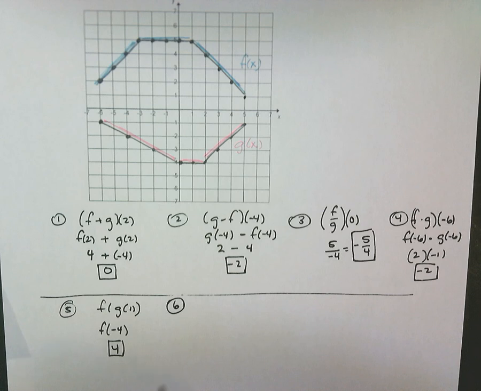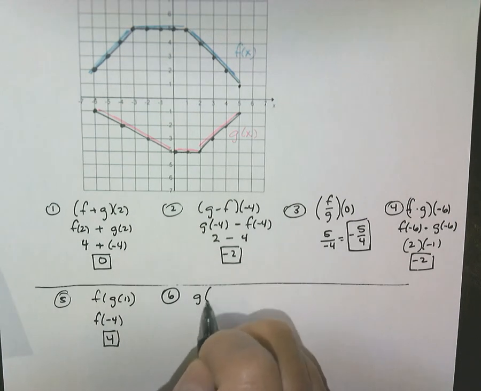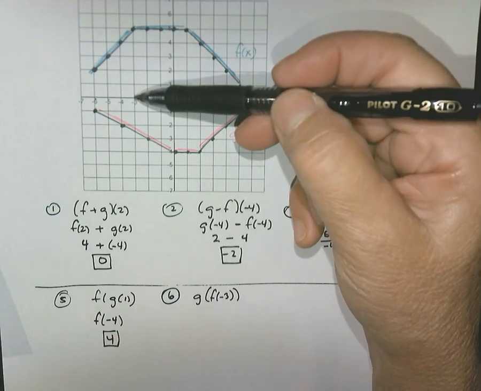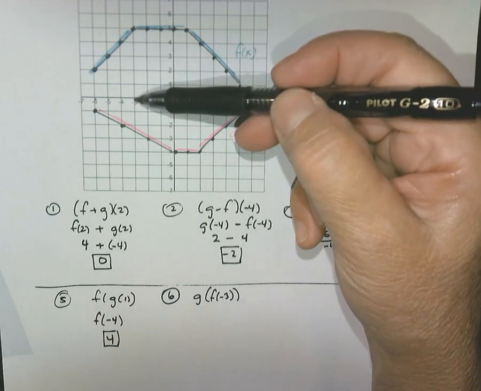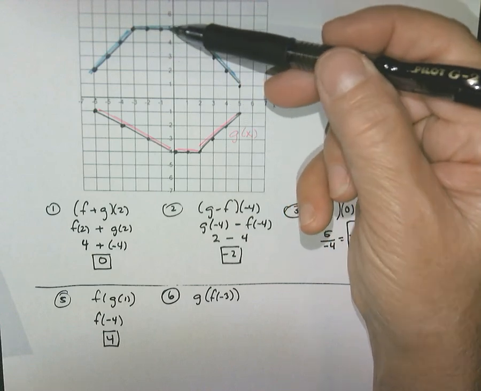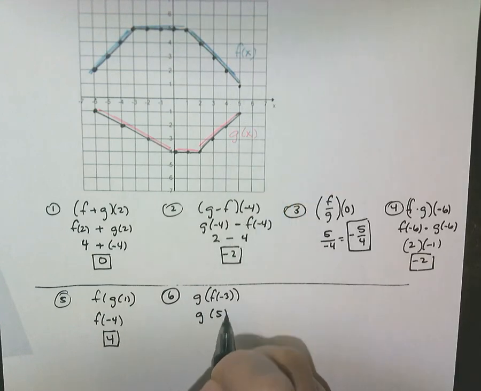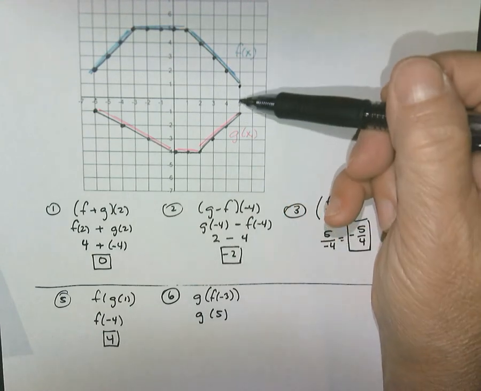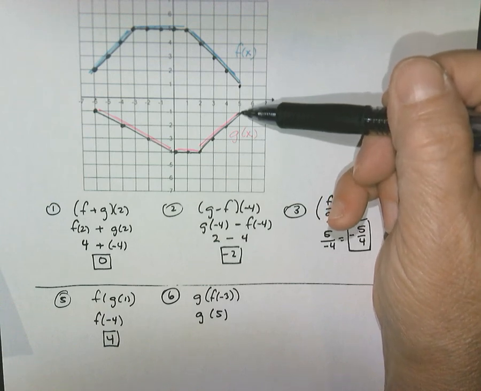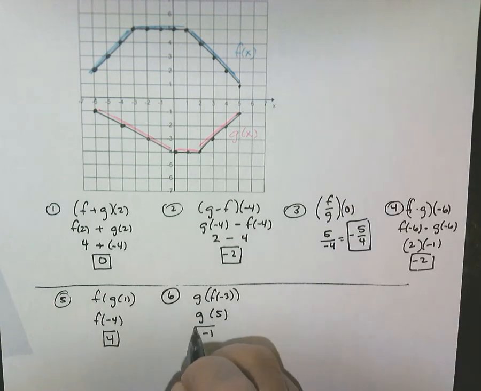Let's do g of f of negative 3. So first I'm going to find f of negative 3. Here's x equals negative 3. I'm going to go to the blue function, because that's f, and I get 5. So then I want g of 5. 5 is here, I come down to the pink function because that's g of x. G of 5 is equal to -1.